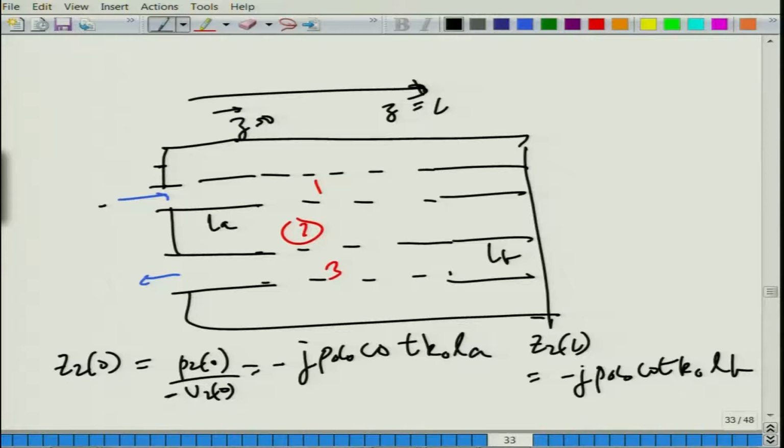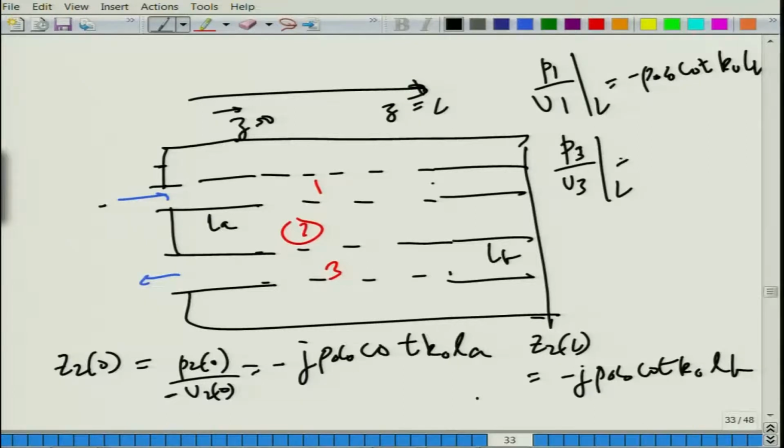Similarly, we can apply the appropriate boundary conditions here. Here it will be something like P1 by U1 at L is equal to minus rho naught C naught cot K naught L B, and P3, I am sorry, P3 by U3 at L is equal to minus rho naught C naught cot K naught L B. Okay. And here we can similarly apply the appropriate boundary conditions. Well, we have 4 boundary conditions, 1, 2, 3, 4, which I have already mentioned, and at this point we do not have any boundary conditions, just the inflow condition and outflow condition. These are all rigid plates.